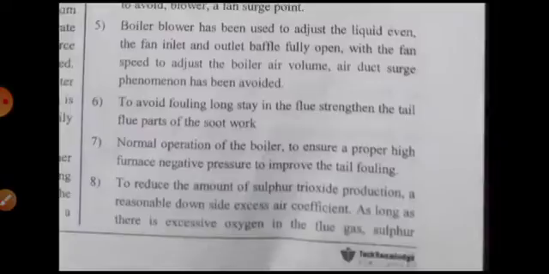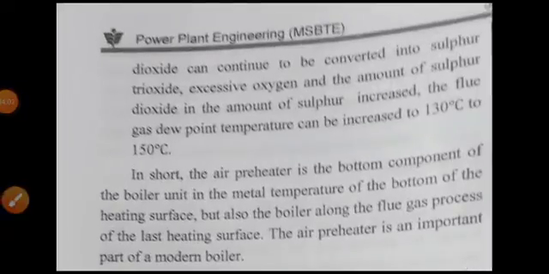To reduce the amount of sulfur dioxide production, use a reasonable excess air coefficient. As long as there is excess oxygen in the flue gas, sulfur dioxide can continue to be converted into sulfur trioxide. As oxygen and the amount of sulfur increase, the flue gas dew point temperature can be raised to 130 to 150 degrees Celsius.